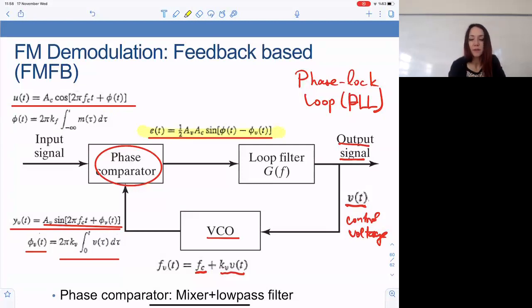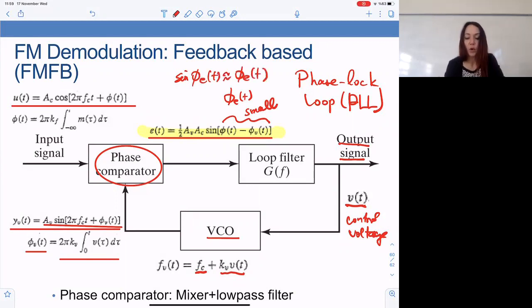Now, provided that the feedback loop is locked, in other words, provided that this difference is small, we will approximate the sine of the error. So let's call this phi e(t). We will approximate sine phi e(t) as phi e(t). And in that case, we will be able to make a linear approximation for this feedback loop.